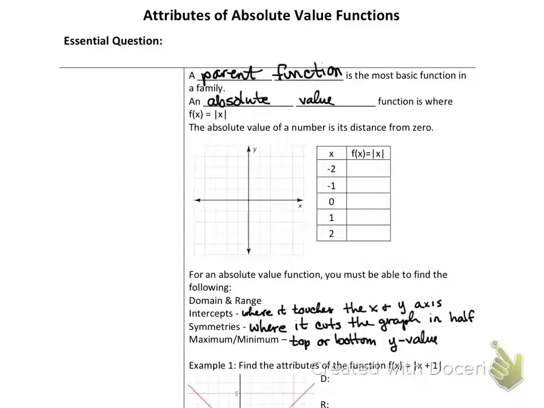Hello, welcome to Attributes of Absolute Value Functions. So today we're going to learn about all the things that go along with an absolute value function.